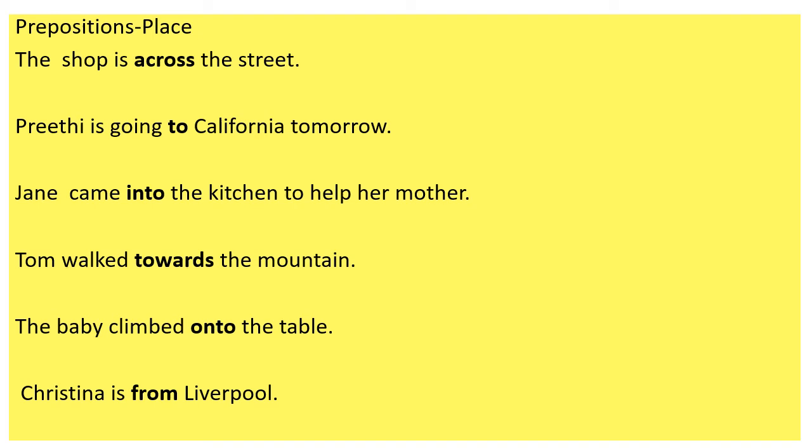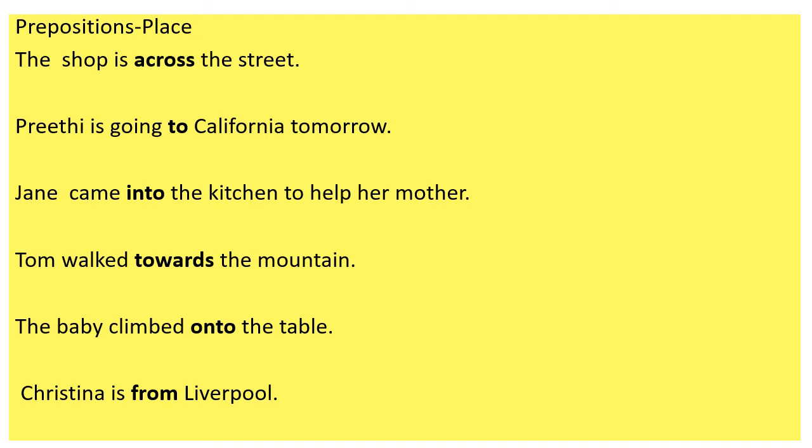Prepositions of place in sentences. The shop is across the street means the shop is on the other side of the street. Preeti is going to California tomorrow. It means that she is moving to California. Jane came into the kitchen to help her mother. It means that she entered the kitchen to help her mother.